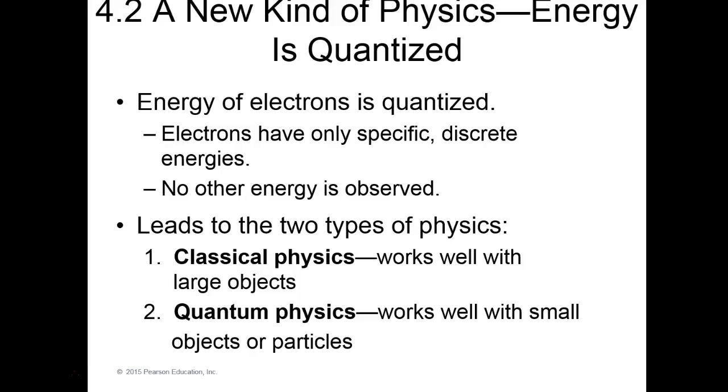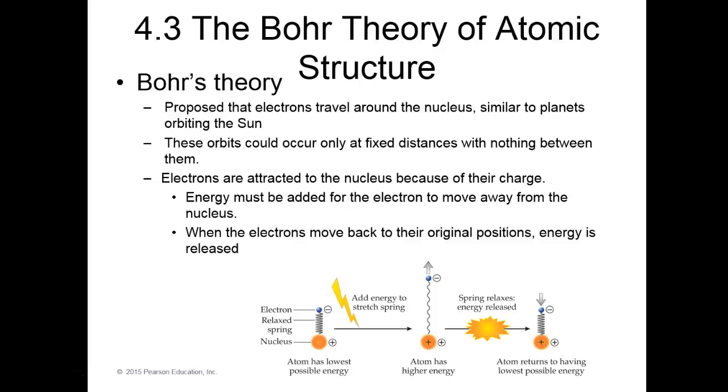So we do know that the energy of electrons is quantized. Electrons have only specific discrete energies and no other energy is observed. So we look at two types of physics with this: classical physics with large objects and quantum physics, which works very well with very small objects or particles. So let's look at Bohr's theory.